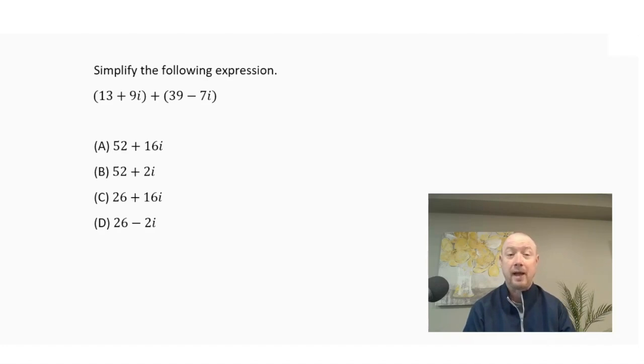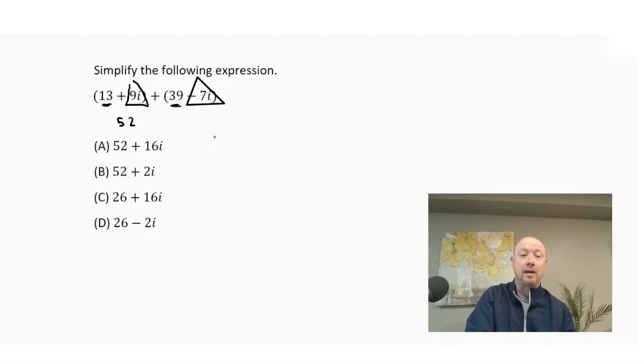All right, so when we simplify imaginary expressions, what we want to look at is kind of like the like terms when we're dealing with algebra. So we have constants. So we have the 13 and the 39. So those are going to combine just like we would normally combine constants. So we would get 52. Now the like terms with imaginary numbers works the same as a variable. So think of the i kind of like a variable where we're just combining the 9i and the negative 7i. So 9i plus a negative 7i would be positive 2i. So in this case here, the answer would be choice B.